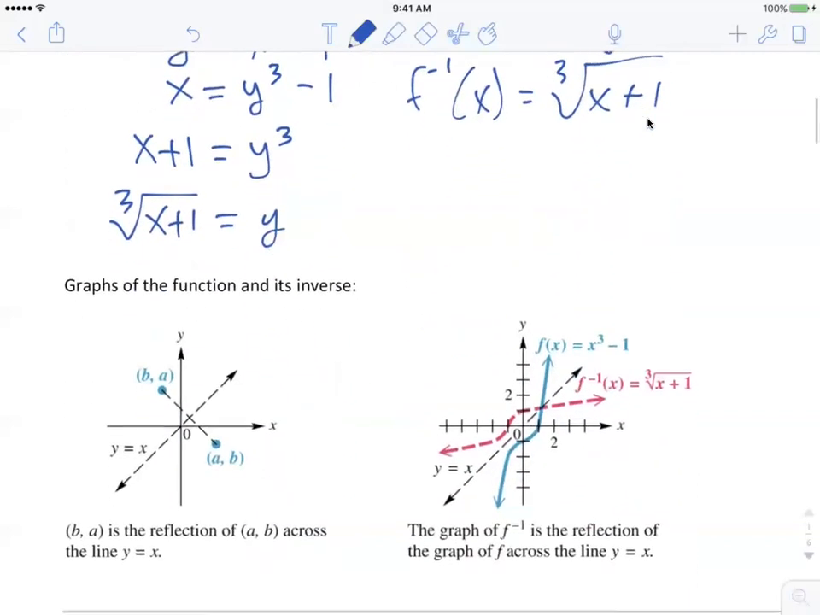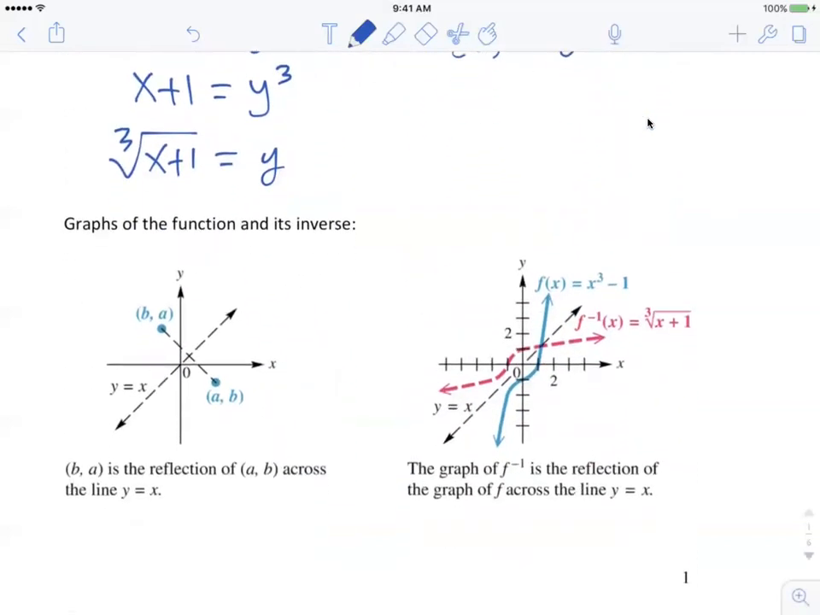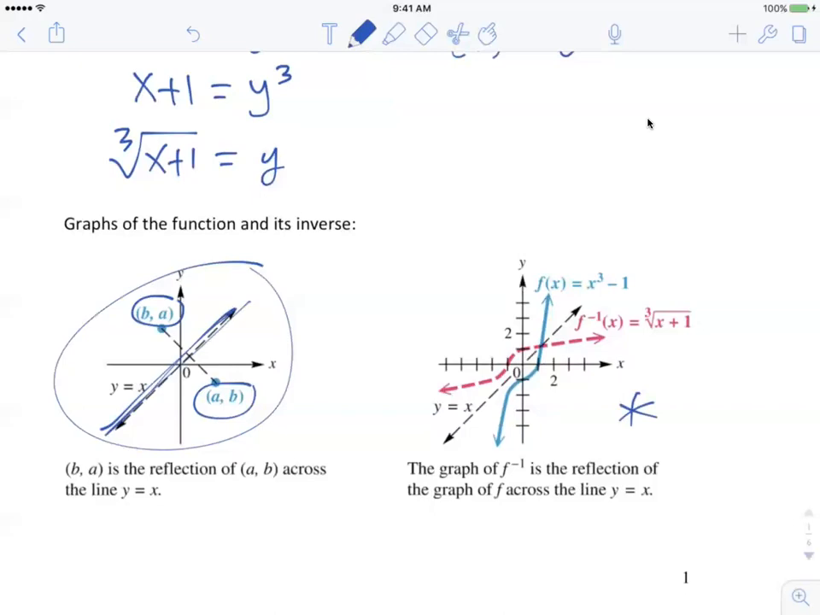You could also graph them. The property is that, right here, notice that if (b, a) is on one of them, then (a, b) is on the other, right? So what happens in the graph is you have a reflection about that y equals x line. So you can see it over here. There's the function and its inverse graphed, and there's a mirror right along that y equals x line. It's a mirror reflection, okay?